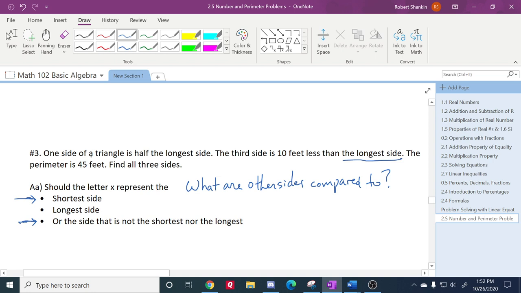One side of a triangle is half the longest side. Now this one, the word "than," or "half of," or something like this, is one time it's the word "than," but "half of" kind of is even left out. But the other sides are being compared to the longest side. So we wouldn't use this, we wouldn't use this, we would choose our X to be this one.